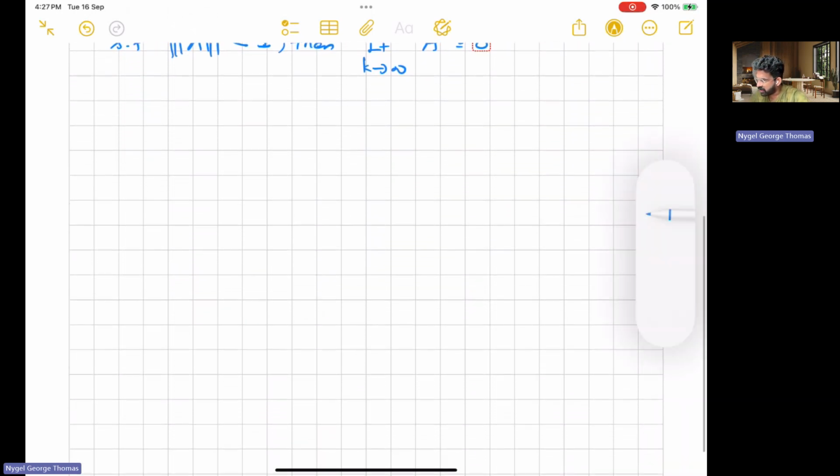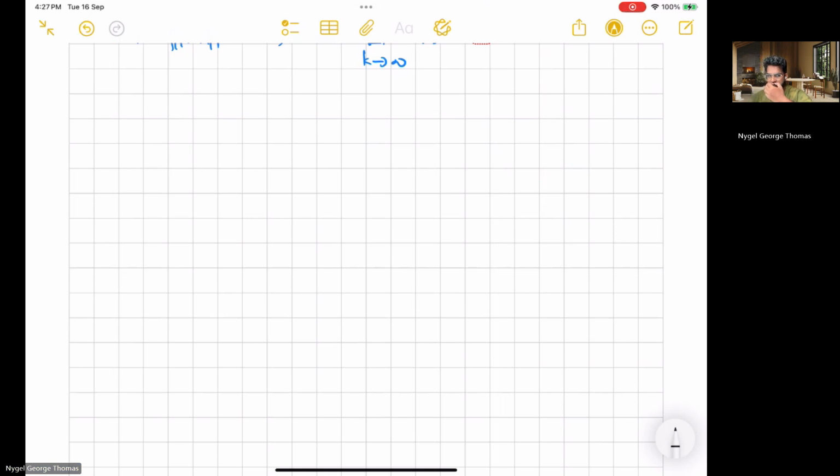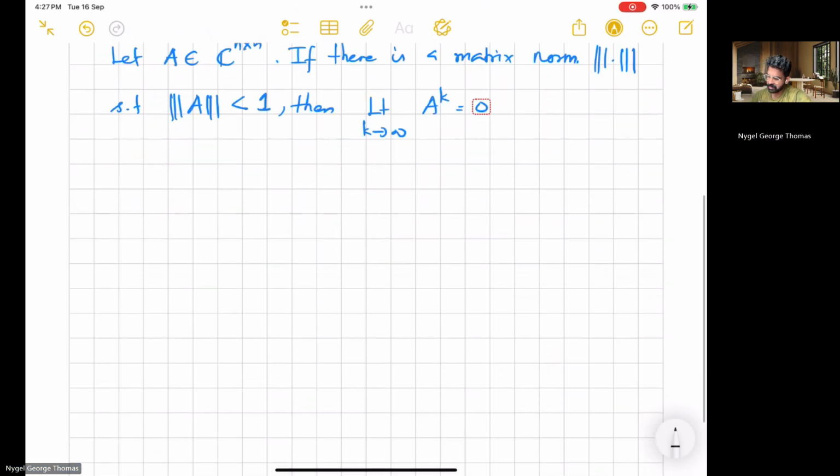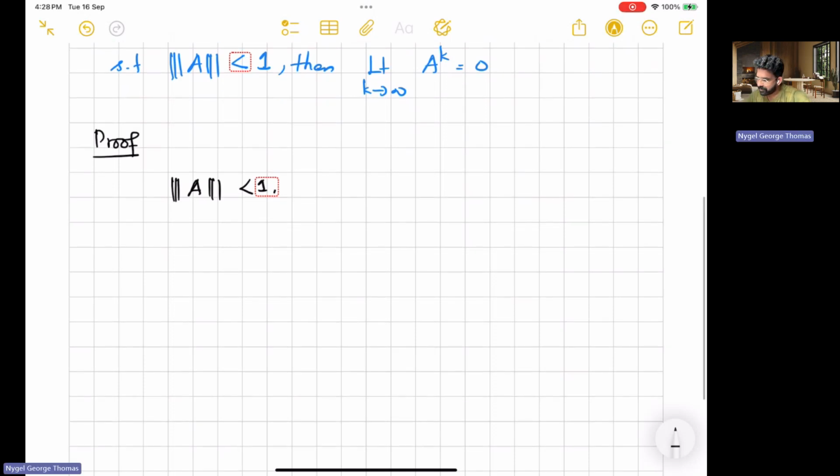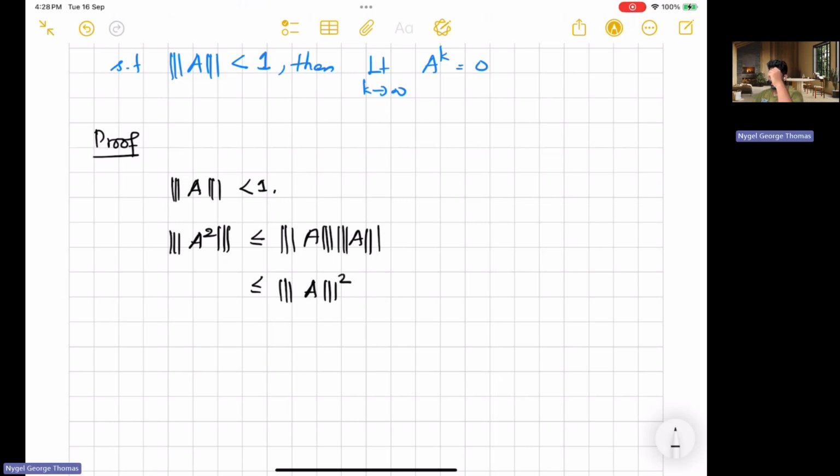How do you prove this? The proof is actually very easy. Norm of A is less than 1. What about the norm of A squared? Norm of A squared will be less than or equal to norm of A into norm of A, which is norm of A whole squared. But since norm of A is less than 1, norm of A squared will also be less than 1.